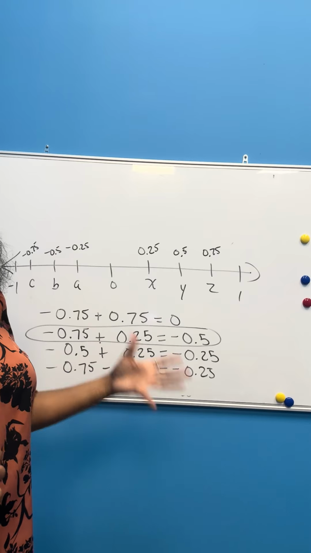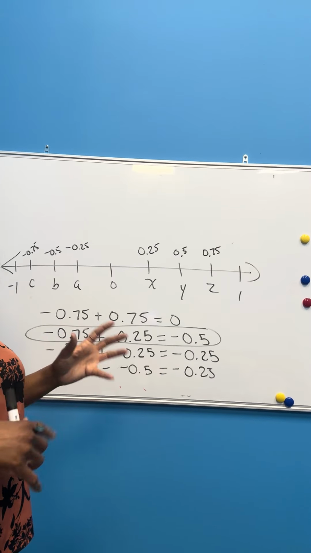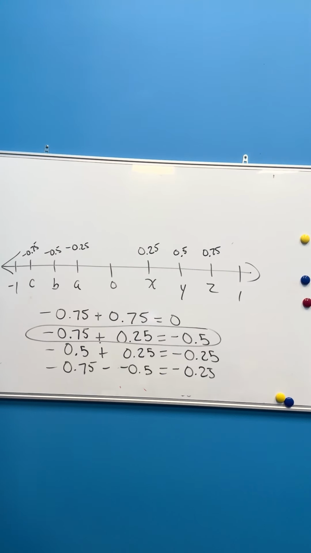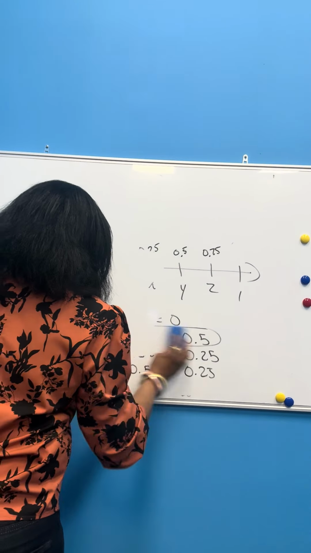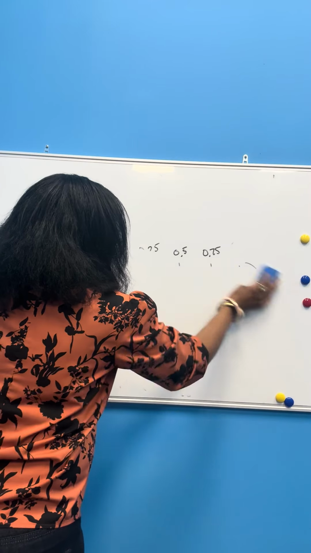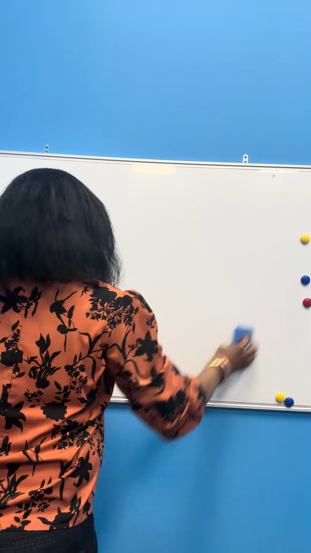estimate what the value could have been, quickly do the different operations, and determine which has the greatest value. I'm sorry, the lowest value. Because negative numbers are lower.